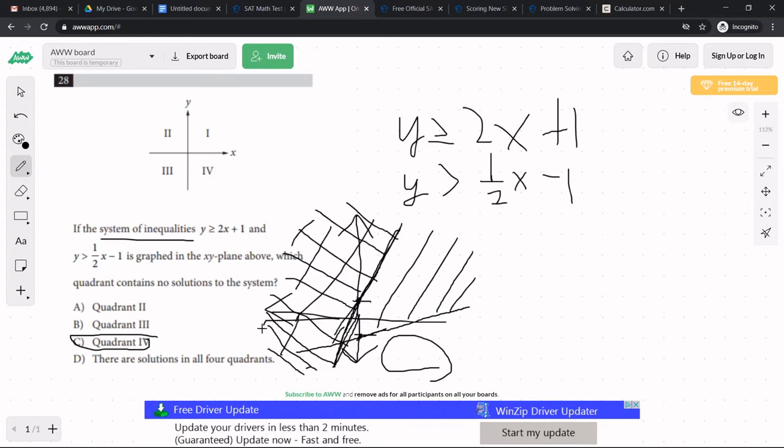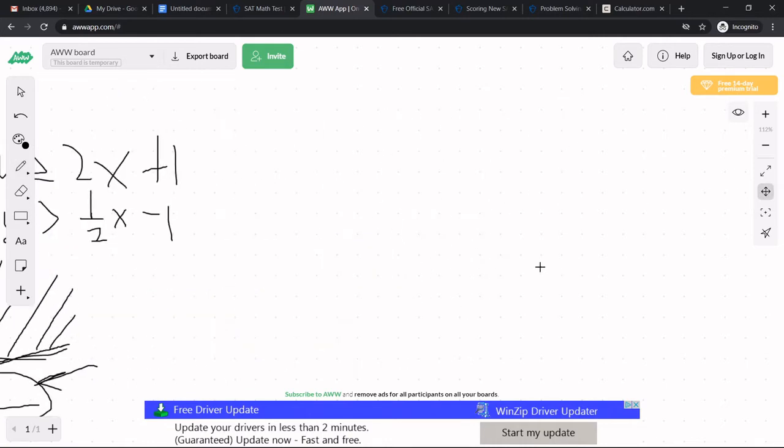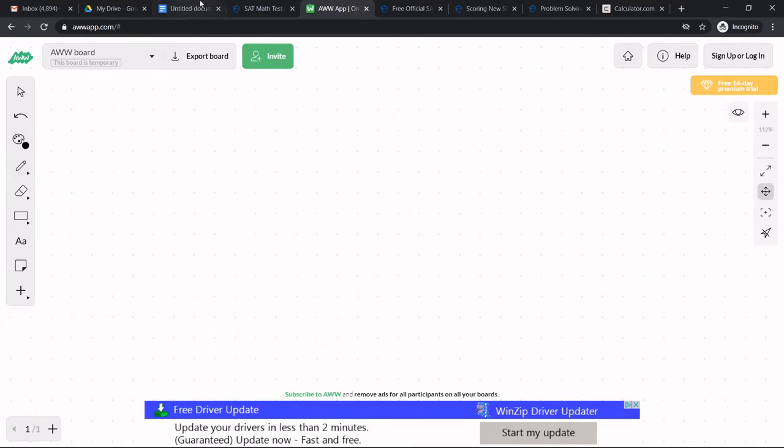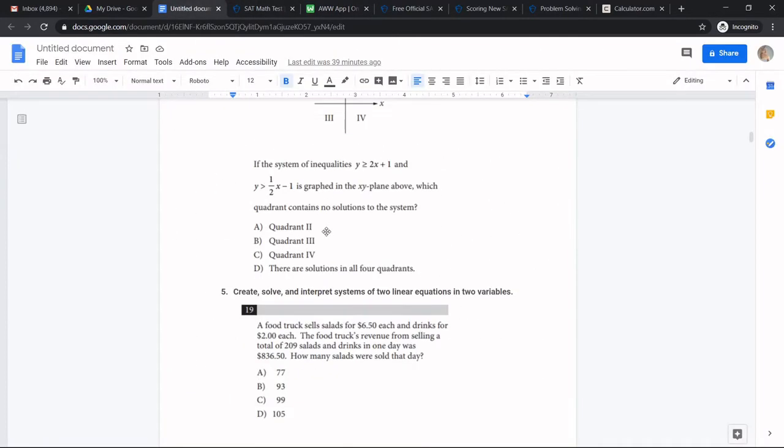This area here overlaps for quadrant 3, this area here overlaps for quadrant 1, and this area here overlaps for quadrant 2. Nothing for quadrant 4 though, because this is only for this 1/2 x minus 1 line. Alright. A bit messy, but hopefully you got the point.